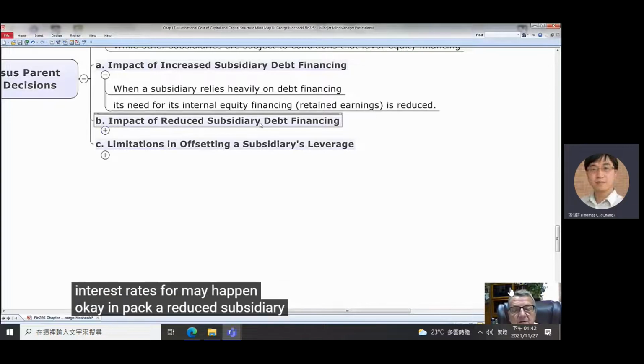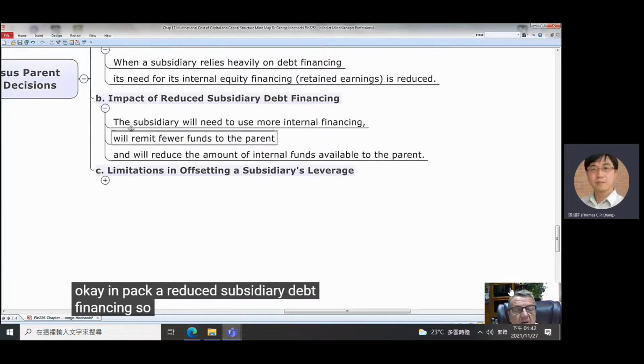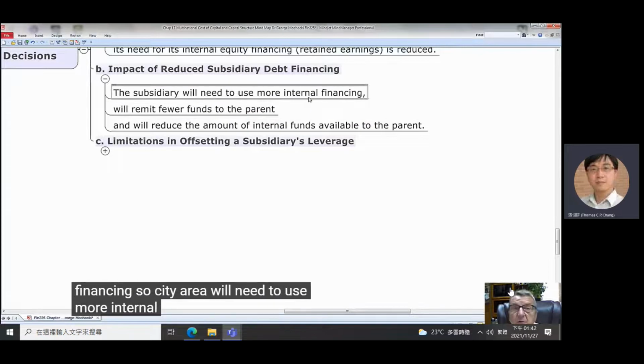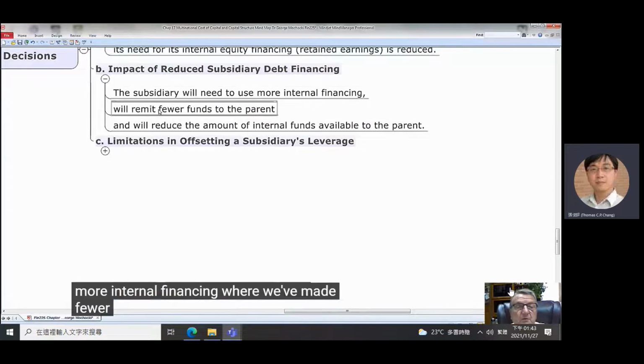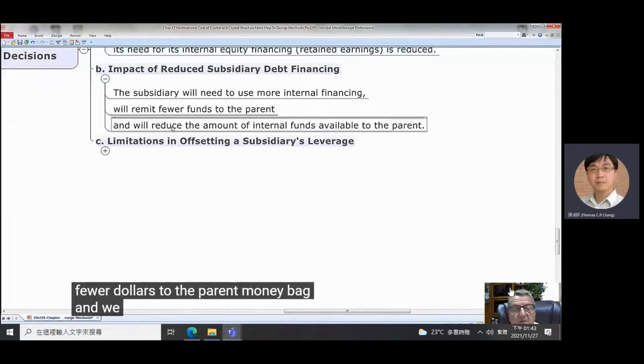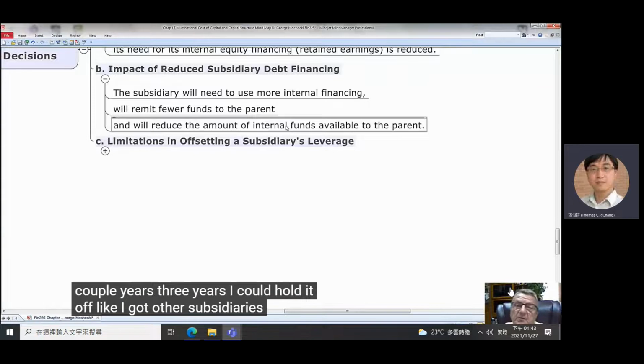Okay, impact of reduced subsidiary debt financing. The subsidiary will need to use more internal financing, will remit fewer dollars to the parent, and reduce the amount of internal funds available to the parent. That's something strategic, but how long do I need this capital investment? Is it a couple of years, 3 years? I could hold it off. I could have other subsidiaries that are at their peak, but I may be turning them down or selling them off. So I'm looking at this.